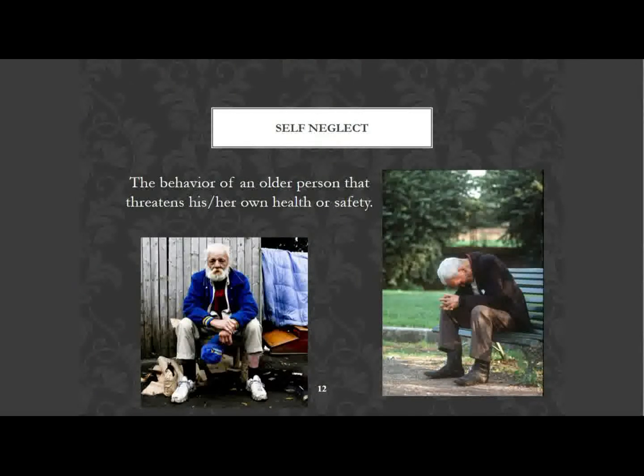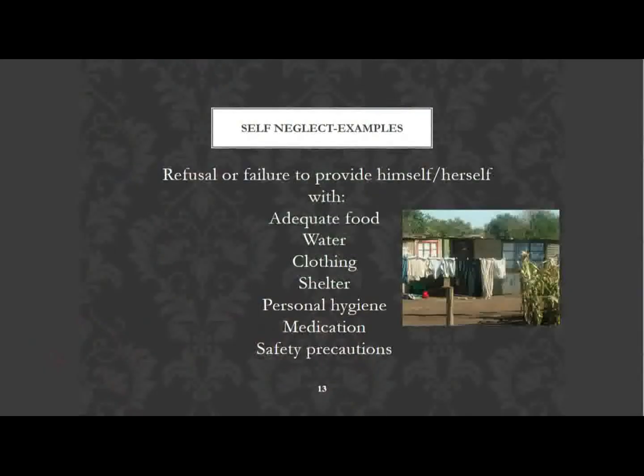Then you have self-neglect. That is the person themselves. They have the means to take care of themselves, but for whatever reason, they do not do it. The behavior of an older person that threatens his or her own safety or health. Example of that: refusal or failure to provide himself or herself with adequate food, water, clothing, shelter, personal hygiene, medication, and safety precaution. So this responsibility lies on the person themselves.